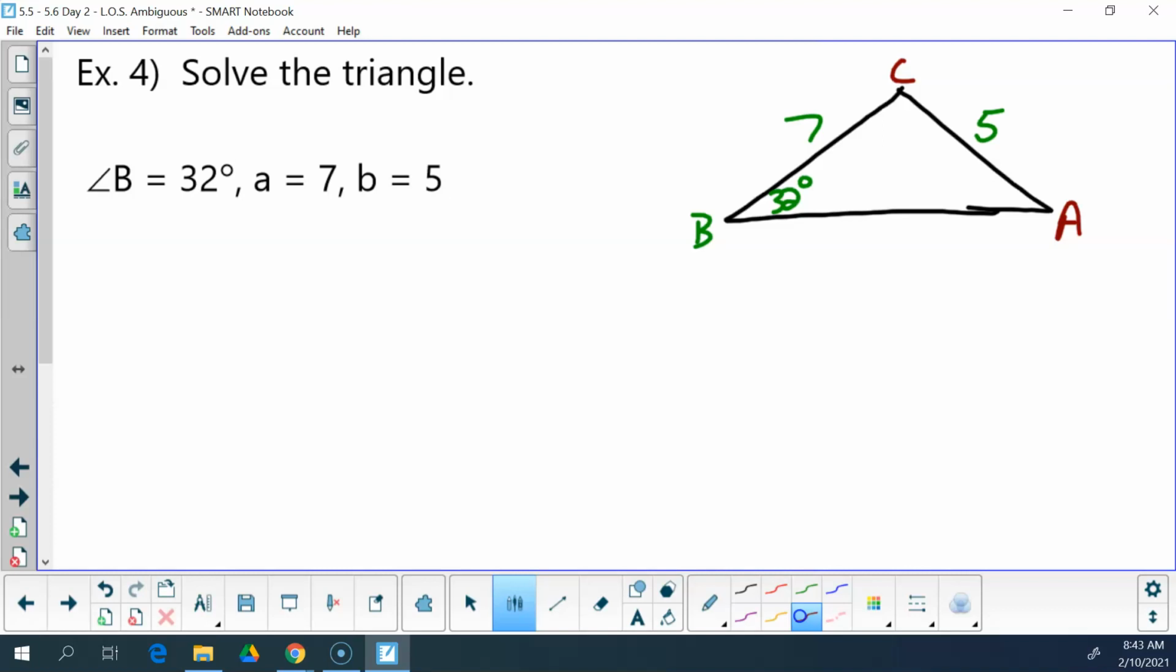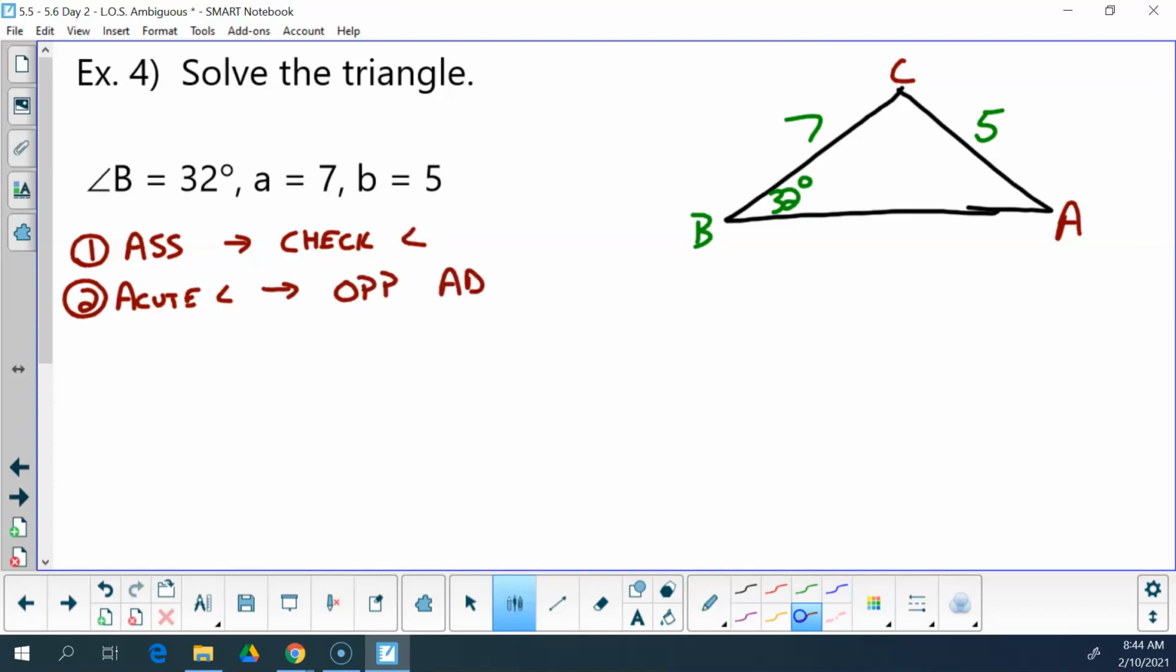First, angle side side. Yay or nay? Yay. So what do we have to do? Check our angle. Acute. Yep. Okay. What do we have to check then? Opposite and adjacent. Which one's longer? The adjacent is longer, right? So that means we've got to check our height. Yep.